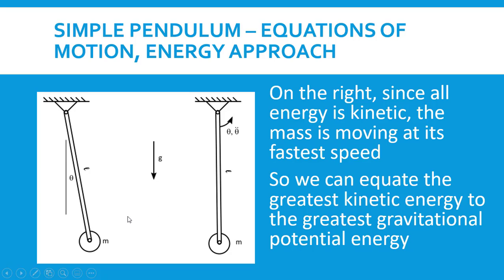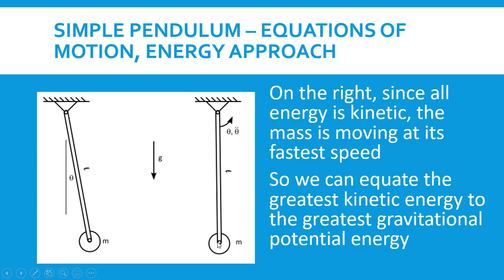Also, since there's no energy being put into this system or taken out of this system, we're assuming a frictionless pivot. The mass is moving at its fastest speed where it has its maximum kinetic energy. And it has its maximum kinetic energy at the place where it has its minimum gravitational potential energy.